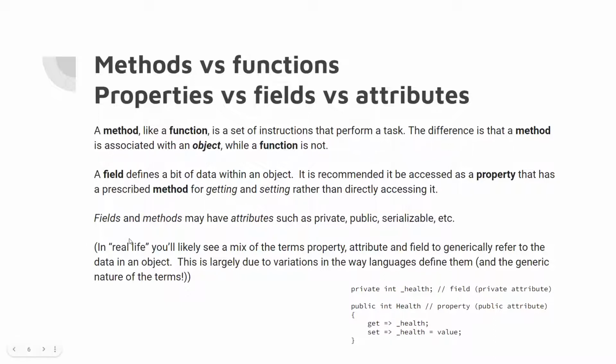Okay. So in real life, you'll likely see a mix of these terms: property, attribute, field. In a lot of cases, we're going to generically refer to the data in the object, because fundamentally, that's what it is. It's the data within the object, whether we get fancy or not.